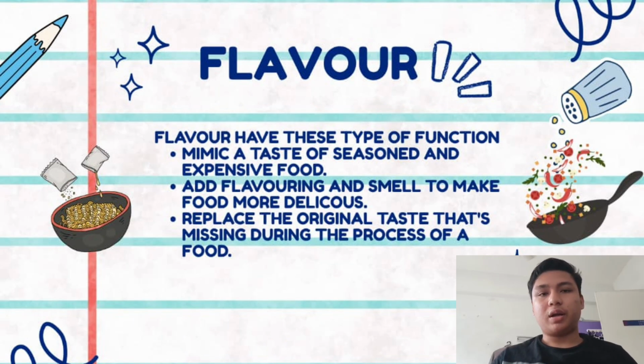Okay, so we're going to talk about flavor as one of the food additives. Flavors have 3 types of function. First, to mimic the taste of seasoned and expensive food. Second, to add flavoring and smell to make food more delicious. And third, to replace the original taste that's missing during the process of food cooking or food processing.